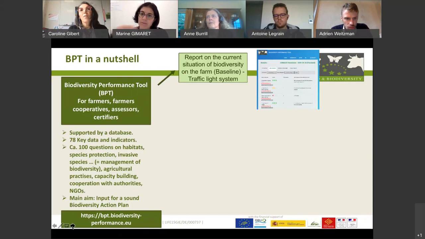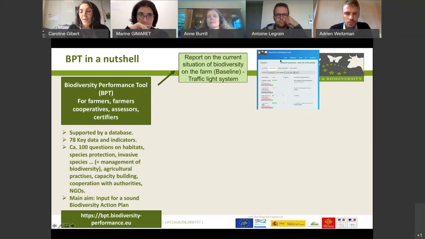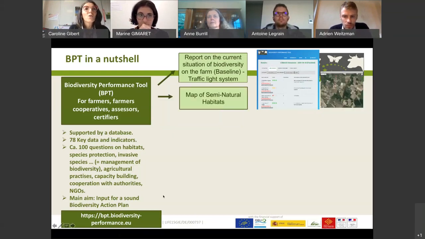first you will have a report on the current situation of the biodiversity on your farm through a traffic light system. Here you have an illustration with the different basic indicators that could be calculated and the traffic light system. The greener your result is, the better it is, and the redder it is, the worse it is. You can also find a map of semi-natural habitats if you use the map functionality in the tool.